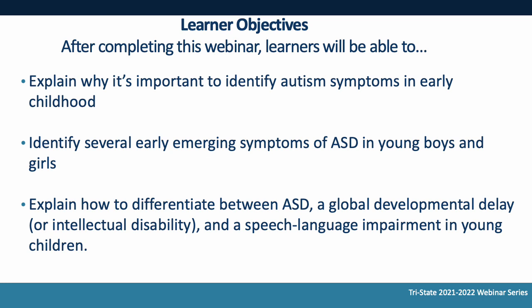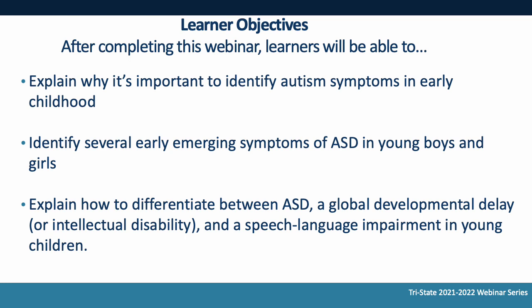So today I'm going to present to you part one of a two-part webinar on early identification of autism spectrum disorders. I would consider this particular part to be kind of a beginning orientation to early identification and is probably most appropriate for people who do not have extensive experience in early identification.